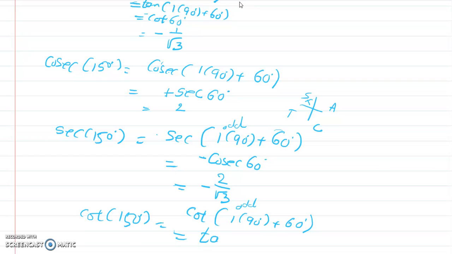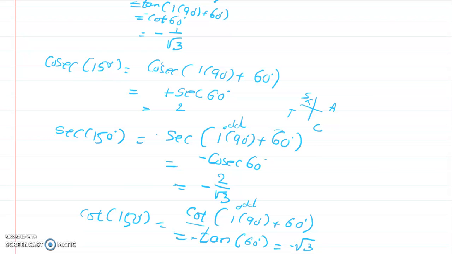So cot changes to its co-ratio tan 60 degree. What is tan 60? It is root 3. As per the sign convention, cot is negative in the second quadrant. So I will put minus root 3. This is how we write the ratios.